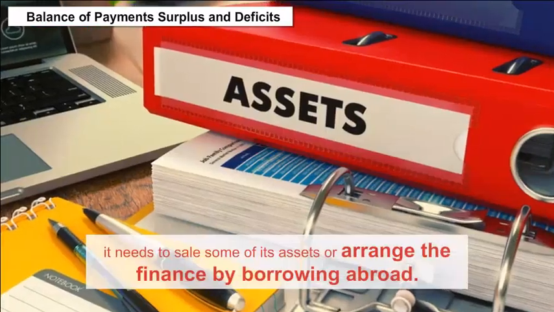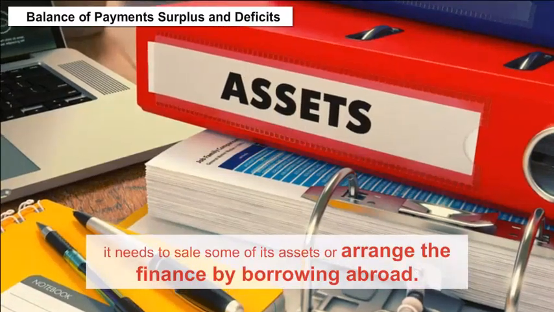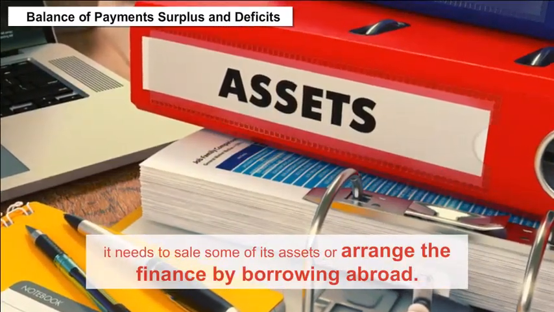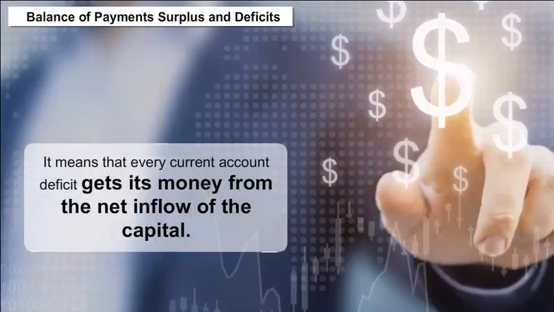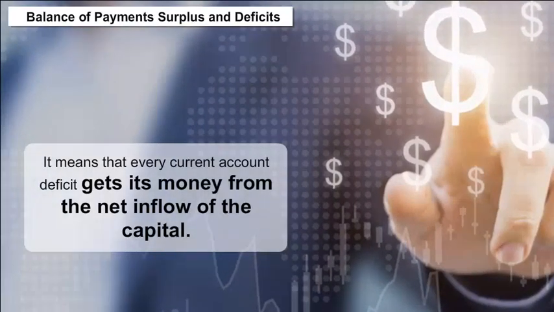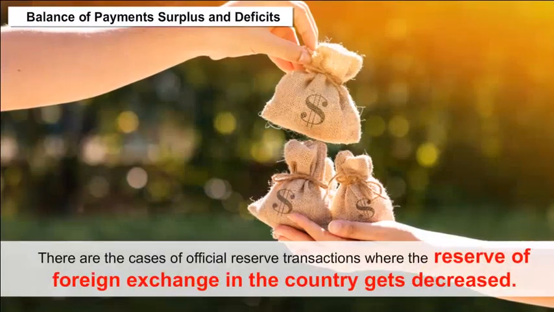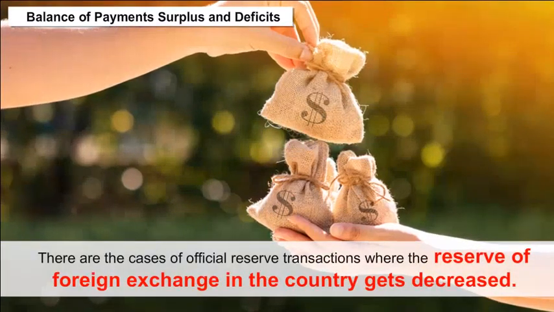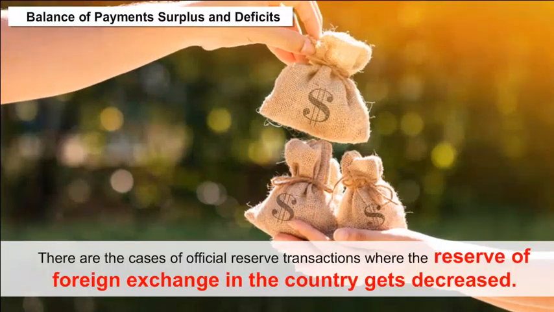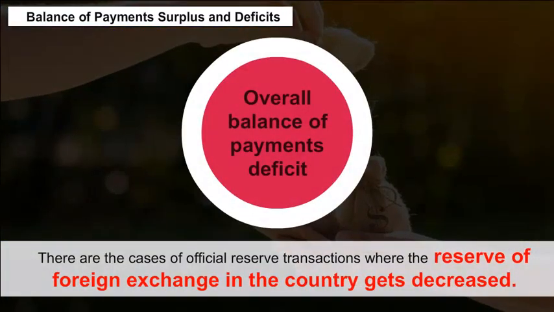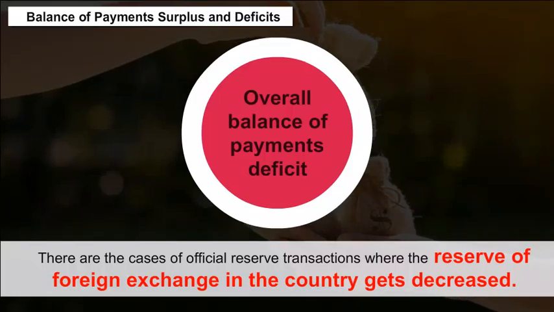It needs to sell some of its assets or arrange the finance by borrowing from abroad. It means that every current account deficit gets its money from the net inflow of capital. Additionally, there are all the cases of official reserve transactions where the reserve of foreign exchange in the country gets decreased. This is called overall balance of payment deficits.